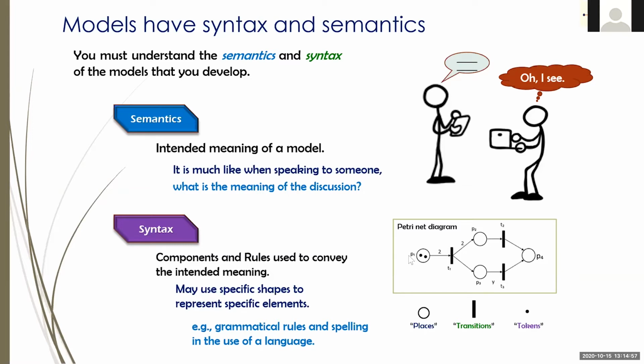So the tokens, remember, are events. When I get 2 events, I'm going to fire the Petri net. And 2 of those tokens will go to place 2, and only 1 token will go to place 3. And here we are forking the flows of my process. Okay, so that's one of the examples. And this is why it's very important to have the syntax, understand each one of the components, and then when you put them together, what's the meaning of the whole model.